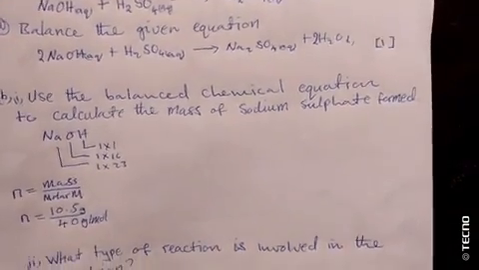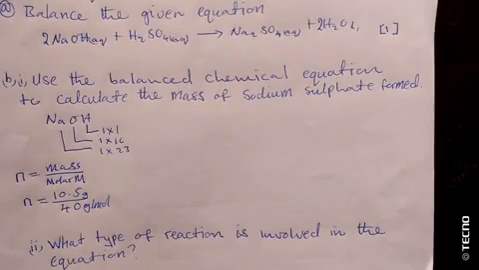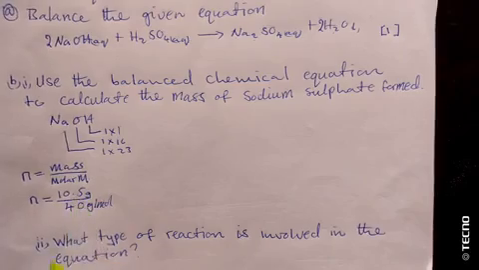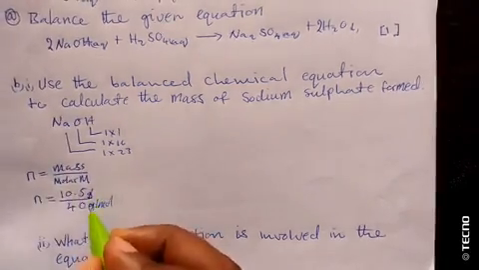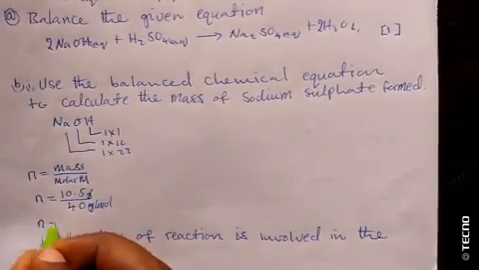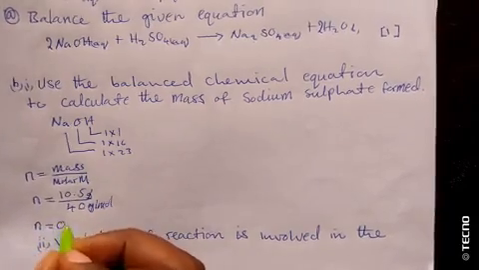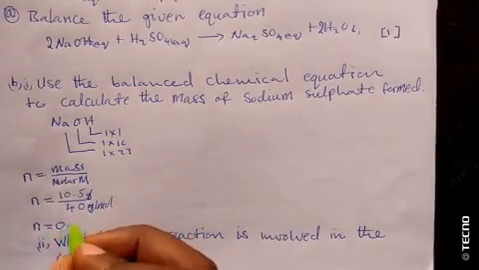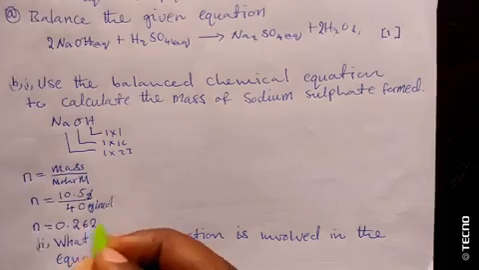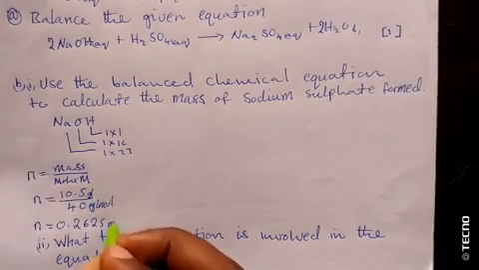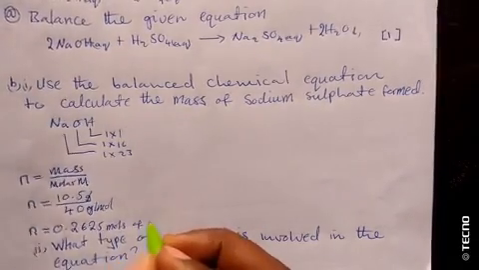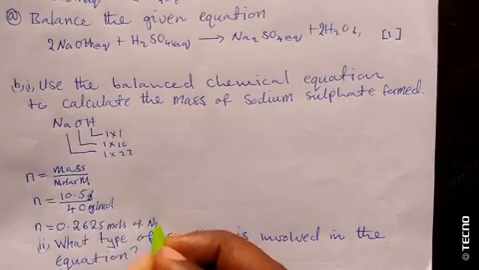So what happens is when you do your calculation, this one into this one into this, first thing you can cancel there. So your mole here for sodium hydroxide, n is equal to 0.2625 moles of sodium hydroxide.